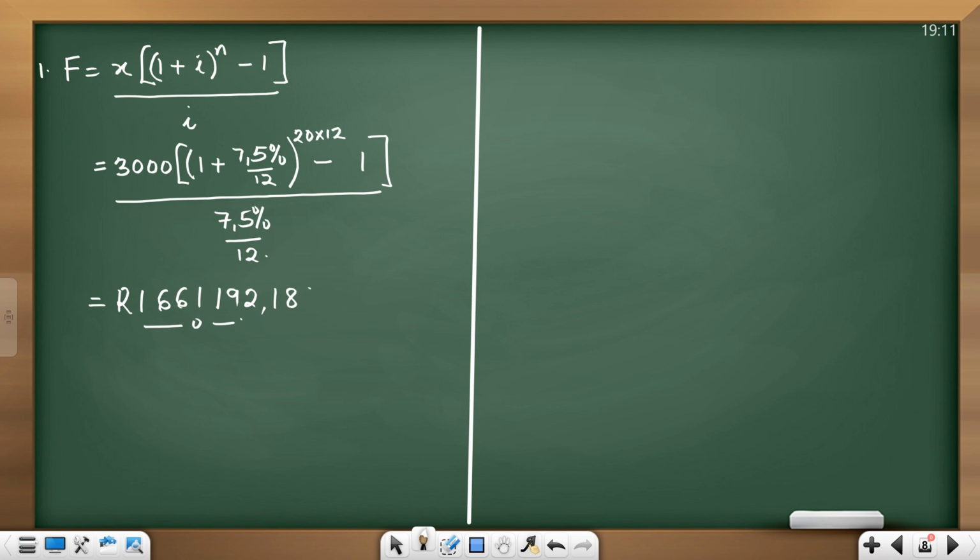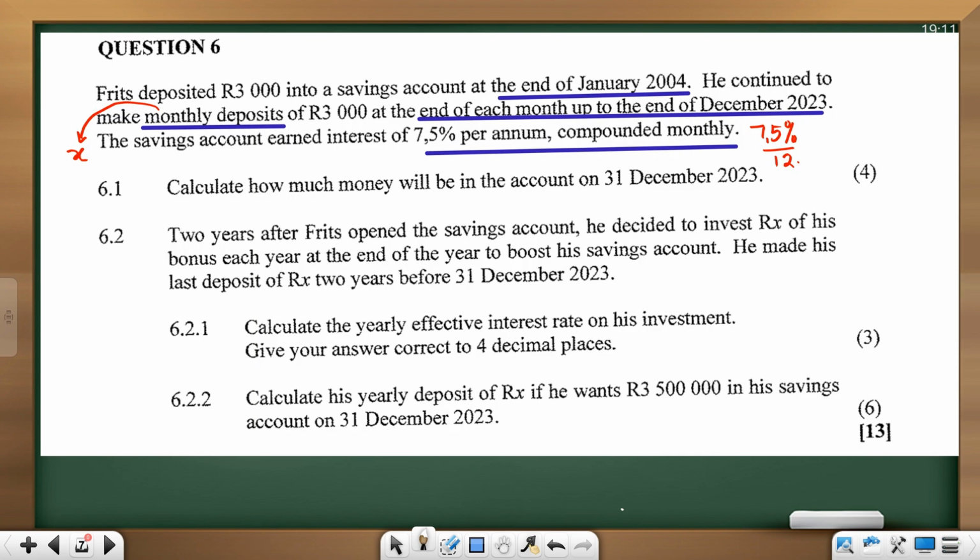All right, thank you. I have 3 witnesses already, Venusia, Gracia, and Venusia. Lovely. So please take note of that N. I think that challenge would have been N. All right, 2 years after Fritz opened the savings account, so we're talking about 2006. He decided to invest X rand of his bonus each year at the end of the year to boost his savings account.